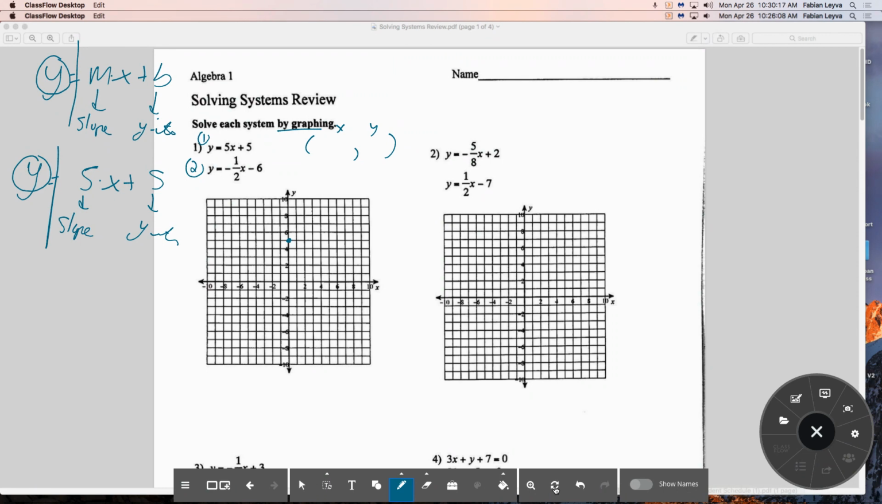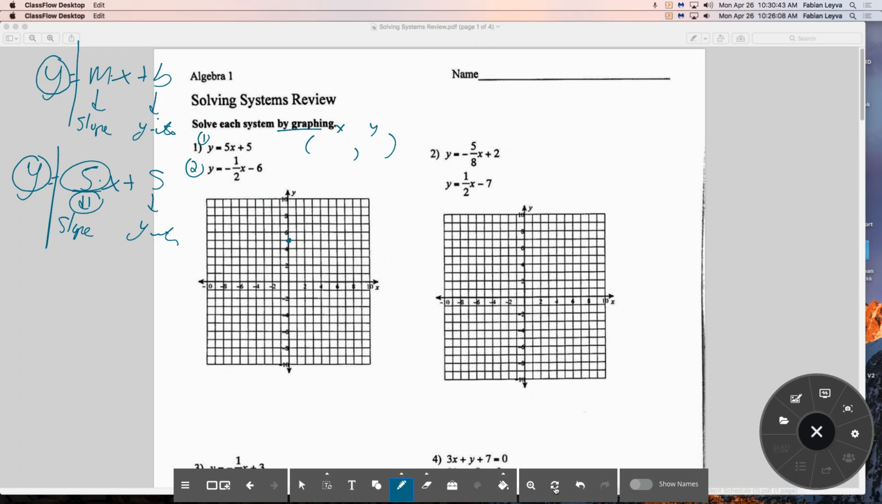Now you're going to use your slope to figure out your next point. Now notice that your slope here is 5. I'm going to put it over 1 so that I can see the rise and the run. Because remember, your slope is the change in y over change in x. So notice in this situation, what is our change in y? 5. Our change in x? 1.